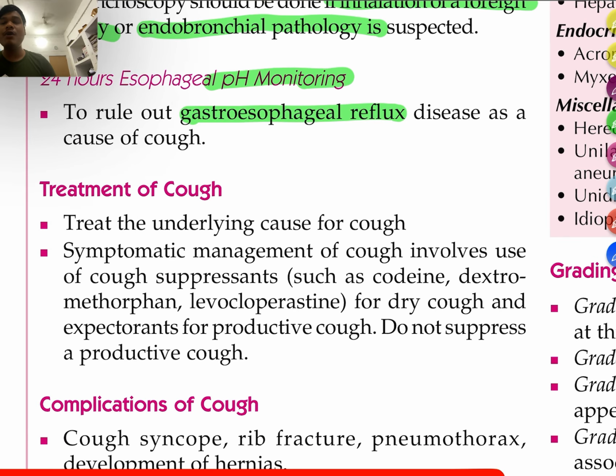So how will you treat the above case, how will you treat a patient with cough? As symptomatic treatment, as I have told earlier, management of cough involves cough suppressants like codeine, dextromethorphan and levodropropizine for dry cough, and expectorants for productive cough. Remember that in productive cough there is no need to suppress, just expel out the contents. That will decrease the chance of disease.